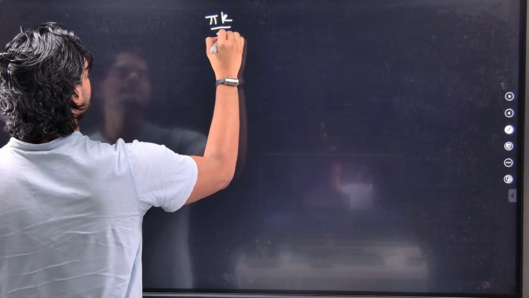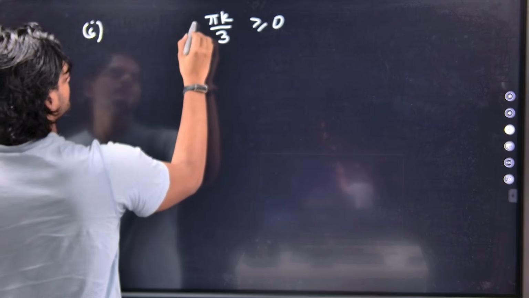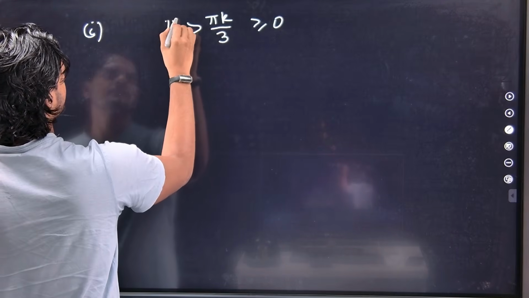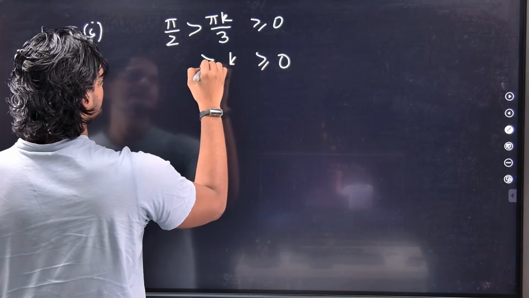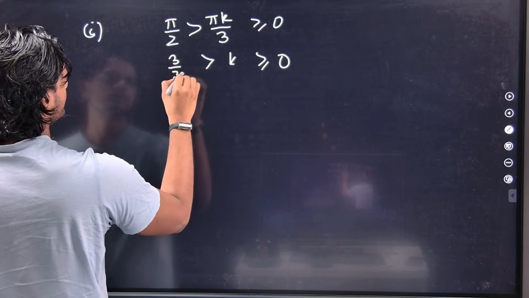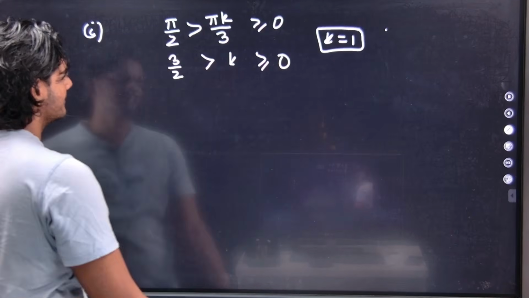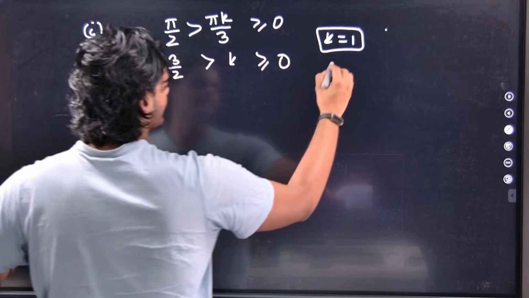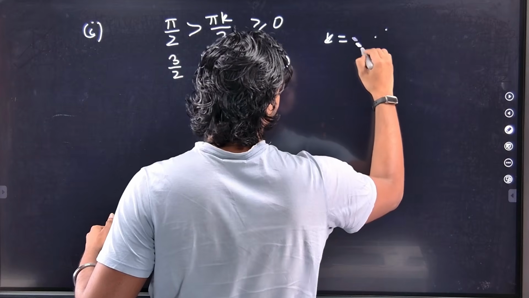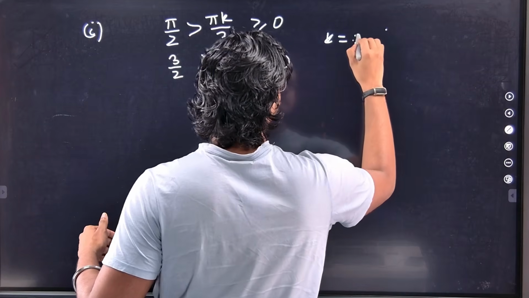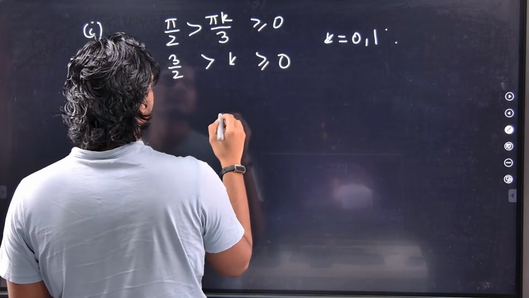Pi k by 3 is either strictly greater than 0, so case 1, part 1, and strictly less than pi by 2. So what will that give me? k is greater than or equal to 0, but strictly less than 3 by 2. That gives me k equal to 0, 1, right? Only 0 and 1.